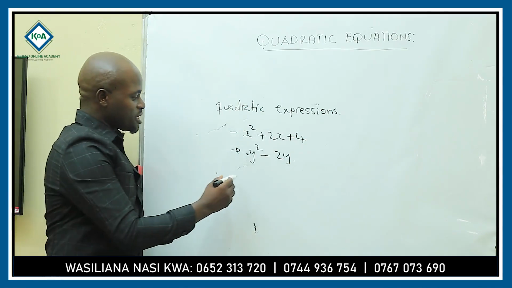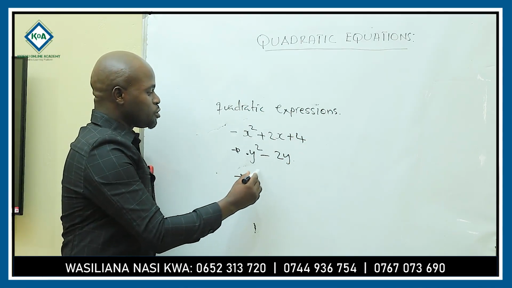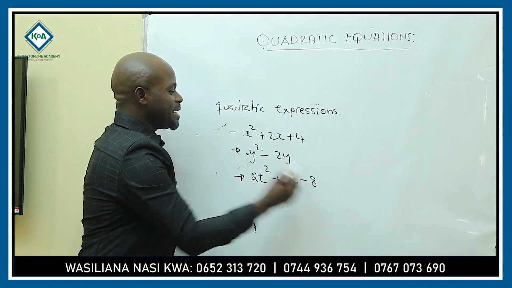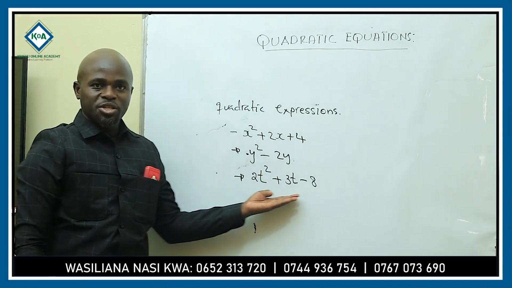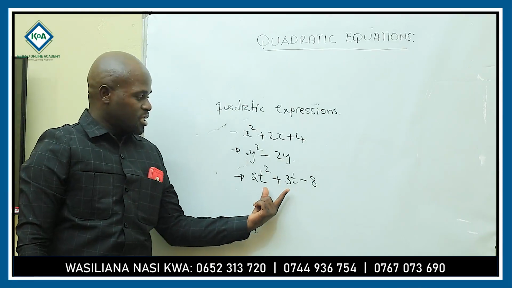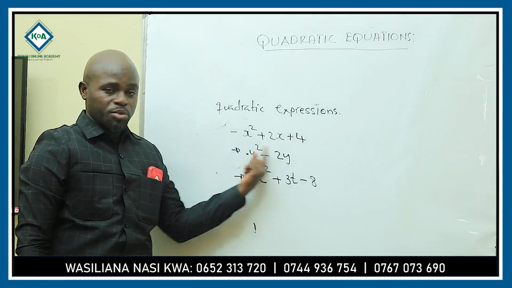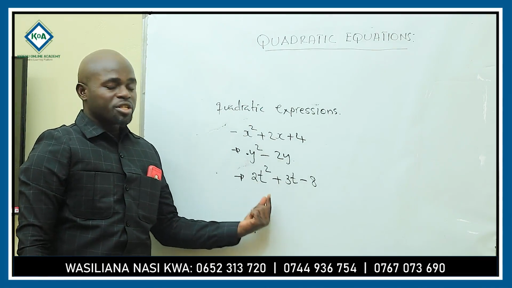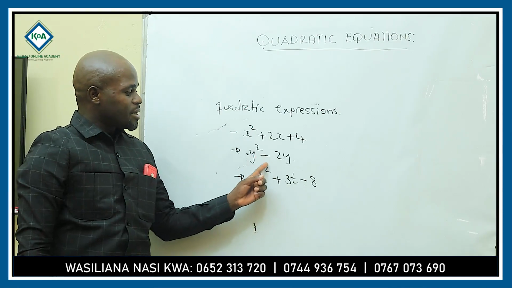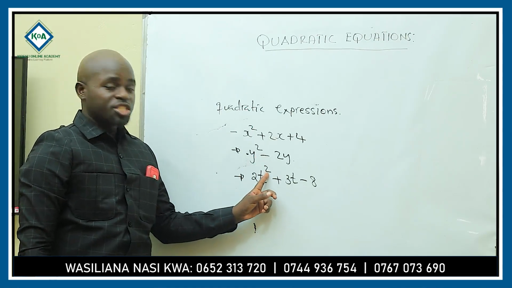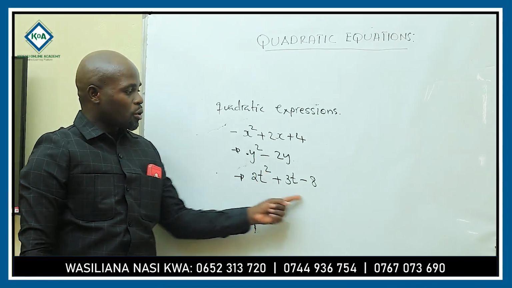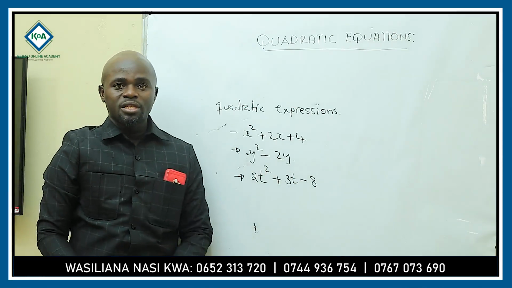Or another example is if you have maybe 2t squared plus 3t minus 8. Also, this is a quadratic expression because our variable is t. You see here, our variable is t, and t is the only letter which has been used in this expression. But also, the main property of this expression is that the variable must have the highest power of 2. So here, our variable is t, and the highest power is 2. So all of these expressions are called quadratic expressions.